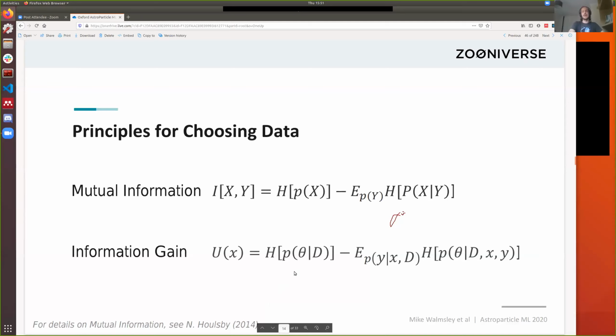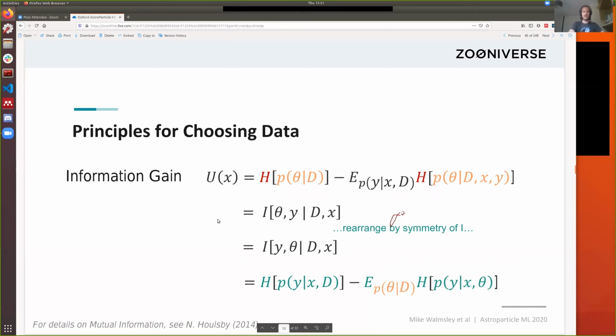So we're going to look at the expected entropy decrease in the parameters of our model having acquired this label. So the first term here is the entropy over the parameters in our model, minus how much entropy we expect to have after we've acquired our new label for our new subject. So here, X would be my galaxy, and Y would be the label from the volunteer.